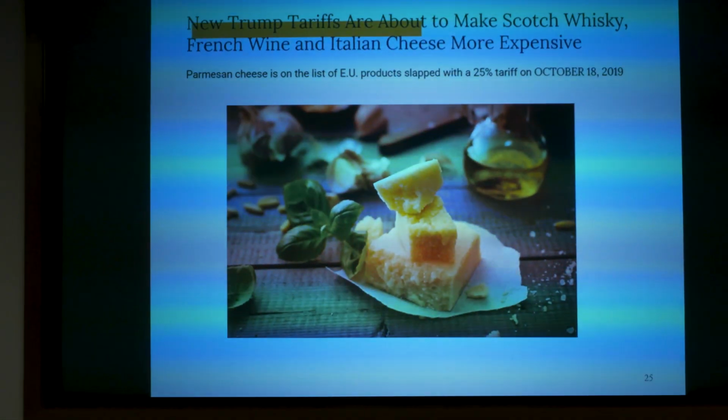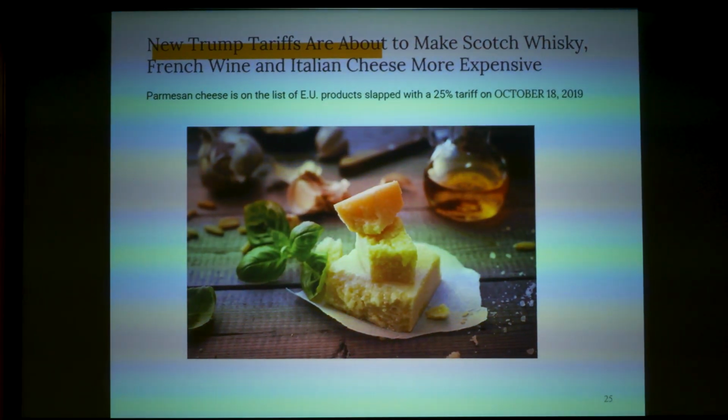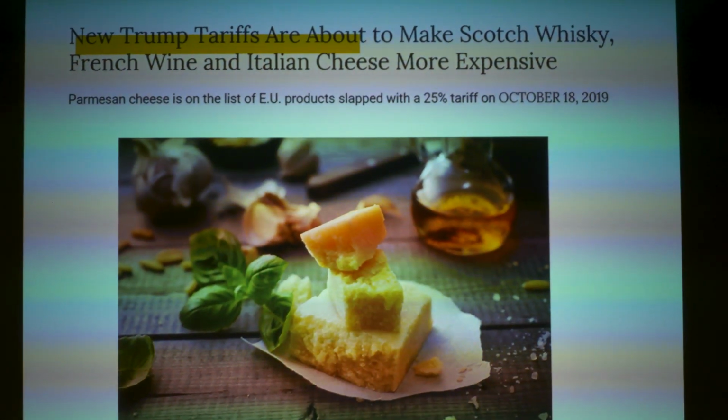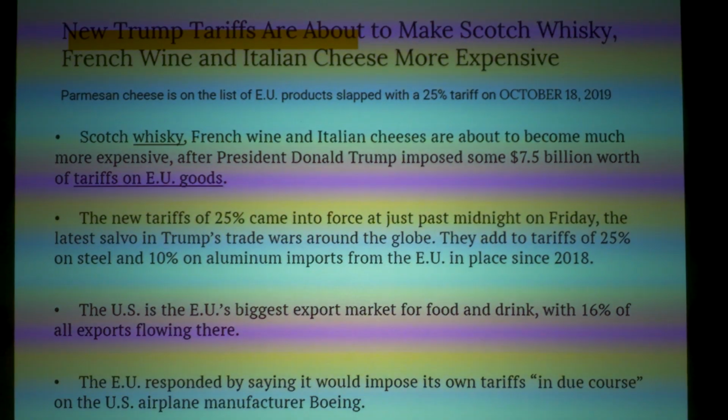Let me just give you a couple of other examples of tariffs that were used, just to take a break from these diagrams, and then we want to come back to this. Here's another tariff that Trump put on. New Trump tariffs were put on Scotch whiskey, French wine, and Italian cheese. So this was in 2019. And here's the story about it.